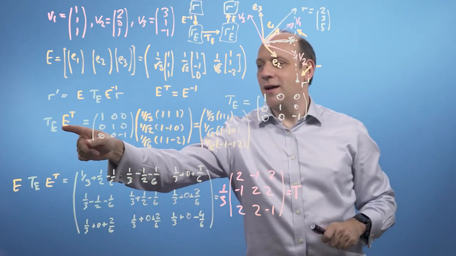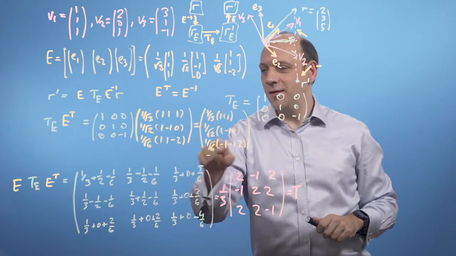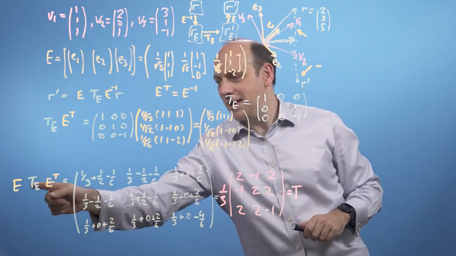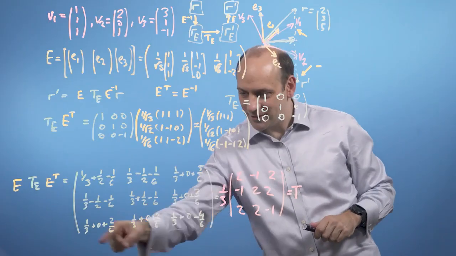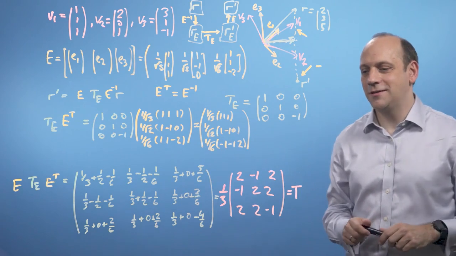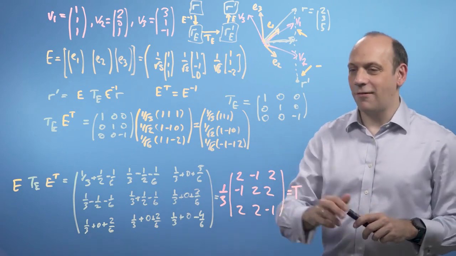So this is TE times the transpose of E. Then I take that and multiply it by E itself, and I get E, TE, E transpose, which is this guy, simplifies to this guy, so that's T. All comes out quite nicely. So that's very, very nice.